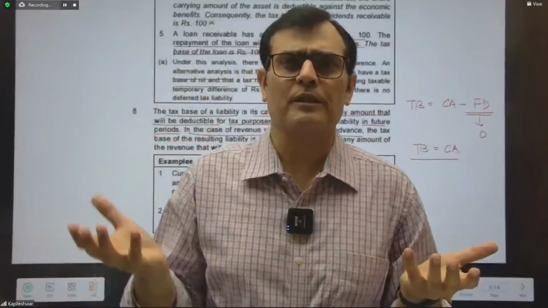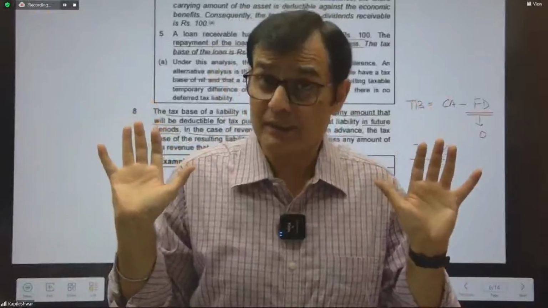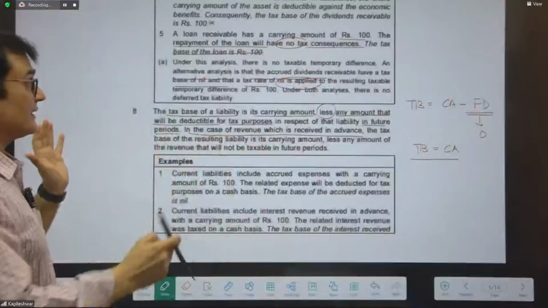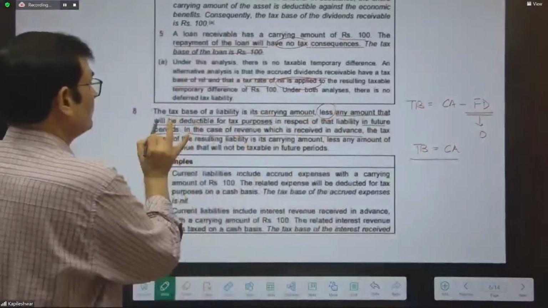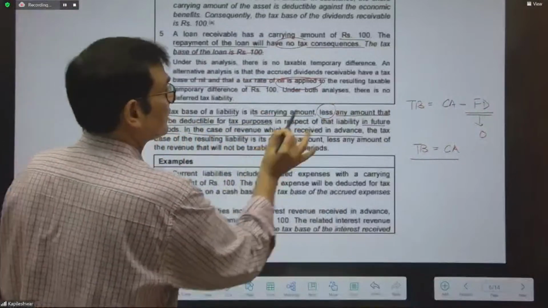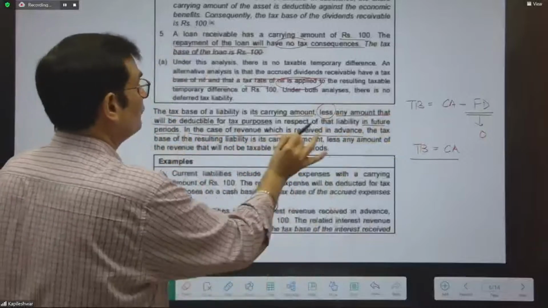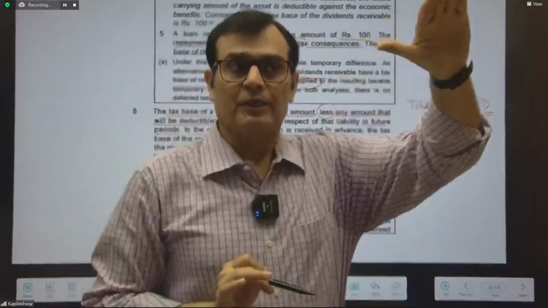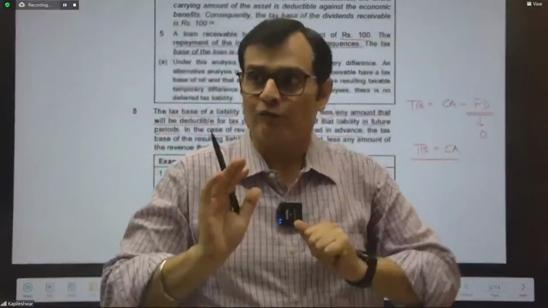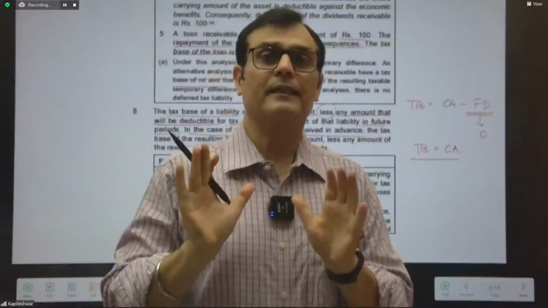If they will not give you a deduction, there is no future consequence. If there is no future consequence, then there are no deferred tax implications either. Get the chain very clear. It says the tax base is the carrying amount less the amount which will be deductible for tax purposes under the Income Tax Act in future periods. So the chain is very clear: when you are going to pay the liability, will the Income Tax Authority give you a deduction under the Income Tax Act? Then proceed further.